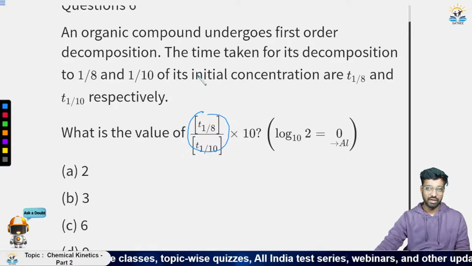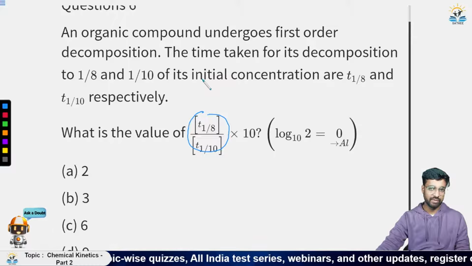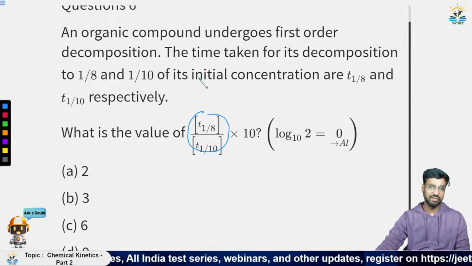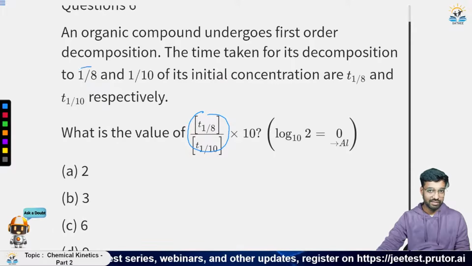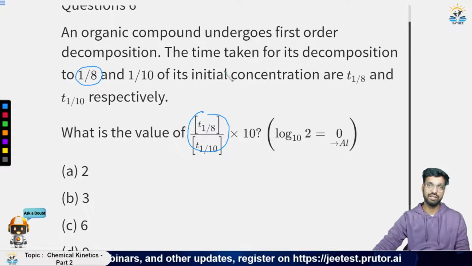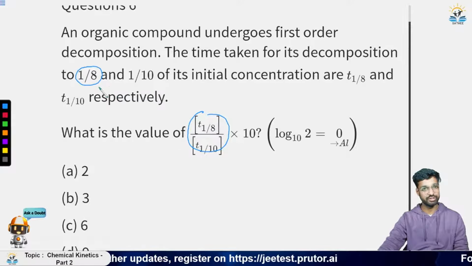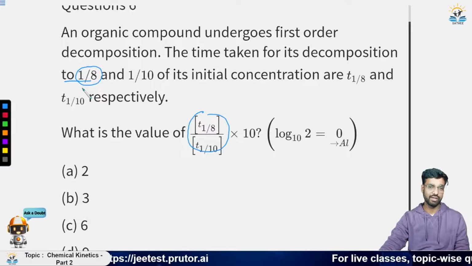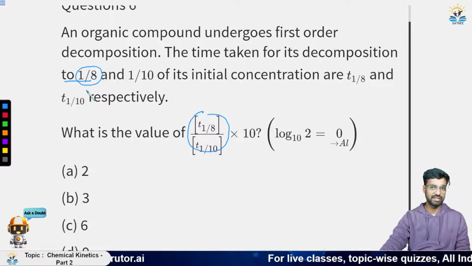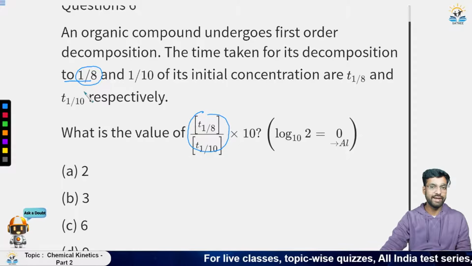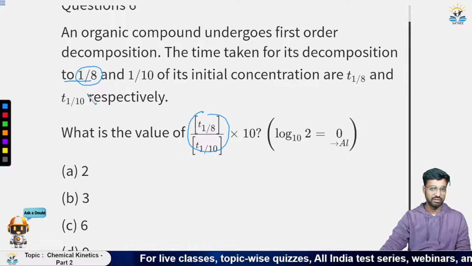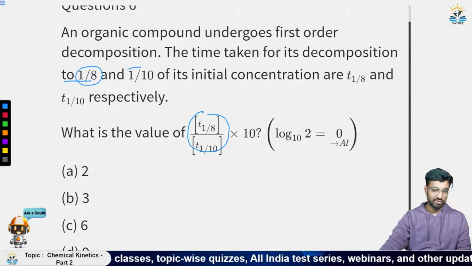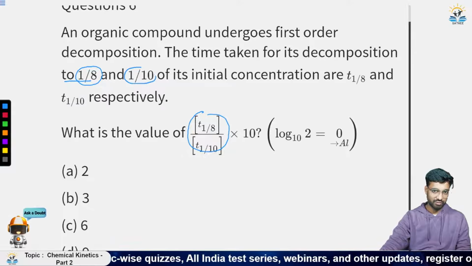So the thing to be kept in mind about this question is that the final concentration is 1 by 8 of the initial concentration. Why? Because it is said that the time taken for its decomposition is T. So this sentence should be well understood: the final concentration at time t is 1 by 8 of the initial concentration. Then similarly for concentration 1 by 10.